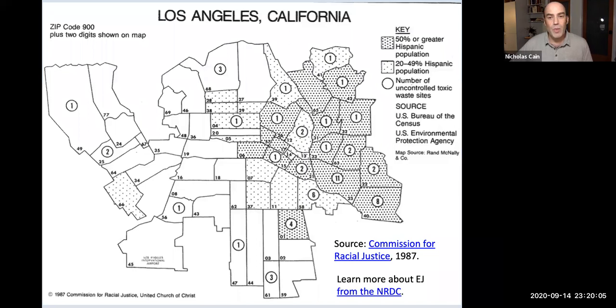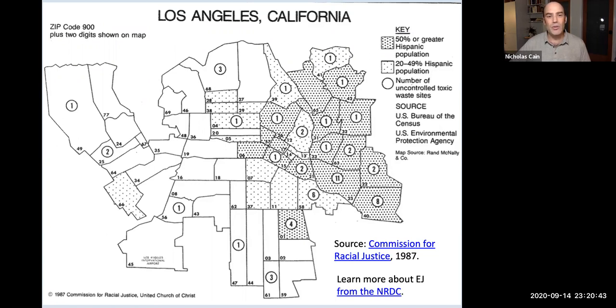And so it played a key role in making the case that there was something unfair going on here. So this is an early GIS map produced by the Commission for Racial Justice, which was an early group that was a progenitor of the environmental justice movement. And this shows Los Angeles. And so you may notice on the upper left corner there with the 1 in it, that is kind of like Pacific Palisades or up above Santa Monica, somewhere in there.